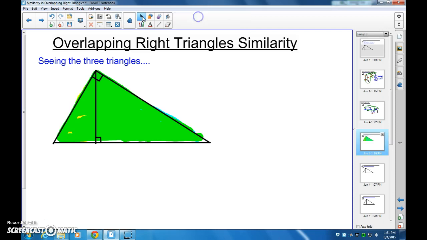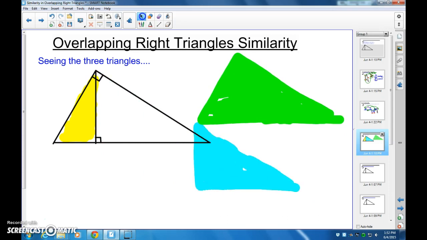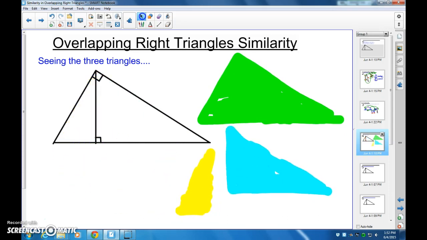Okay, and what I'm going to tell you is if you pull them apart, just kind of separate it this way, those three are going to be similar. You don't know why yet, that's what I'm going to show in the next couple slides. But the green, the blue, and the yellow are going to be similar.